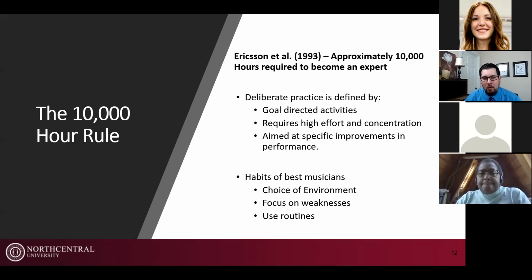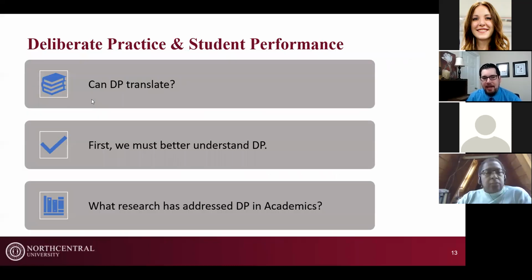Deliberate practice has predicted performance in chess, spelling, medicine, Scrabble, golf, music, darts, typing, soccer, and pretty much anything else. So, could deliberate practice be used to develop measures of study habits among college students? Can it translate to academic learning and performance? We need a better understanding of what deliberate practice has to offer, and I'll get into that. But I also want to build on other relevant learning factors. What research to date has addressed academic deliberate practice?